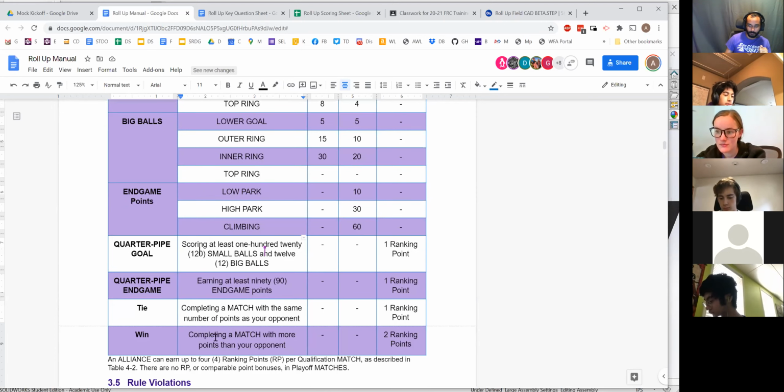So if you win the match, you get 2 ranking points. If you get a tie in a match, you get 1 ranking point. And there are these other tasks in a match that can get you 1 ranking point each. So if you have a perfect match, you end up with 4 ranking points at the end of it. And then the person or the team with the most ranking points at the end of qualifying gets to seed number 1.